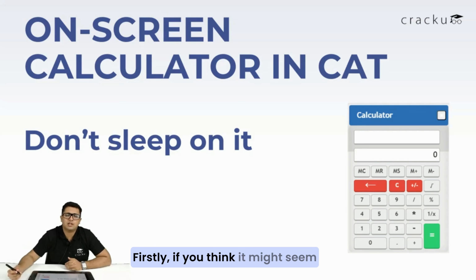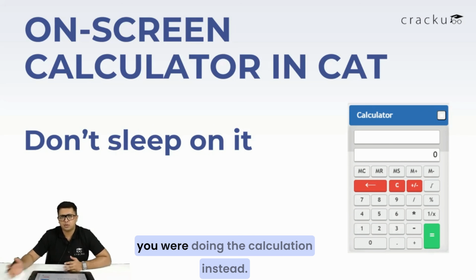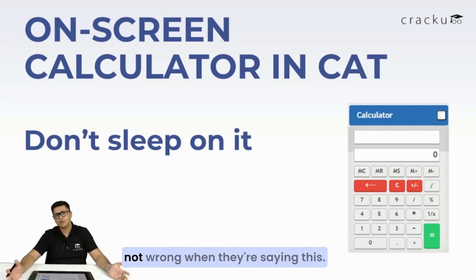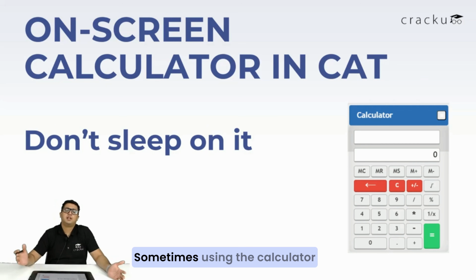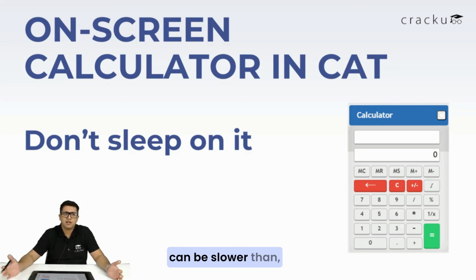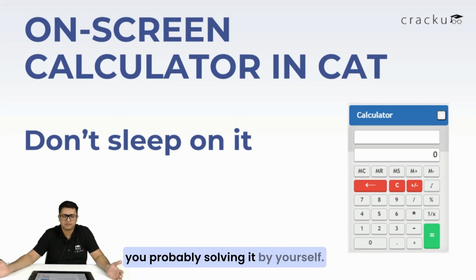Firstly, it might seem very useful, which it honestly is, and throughout this video I'm going to explain how useful this tool can be. But there are a few people who say, with reason, that calculators can be a waste of time in the CAT exam and can suck out a lot of time, and that it would be faster if you did the calculations yourself. Now you have to understand they're not wrong when they say this. Sometimes using the calculator for particular kinds of questions can be slower than solving it by yourself.